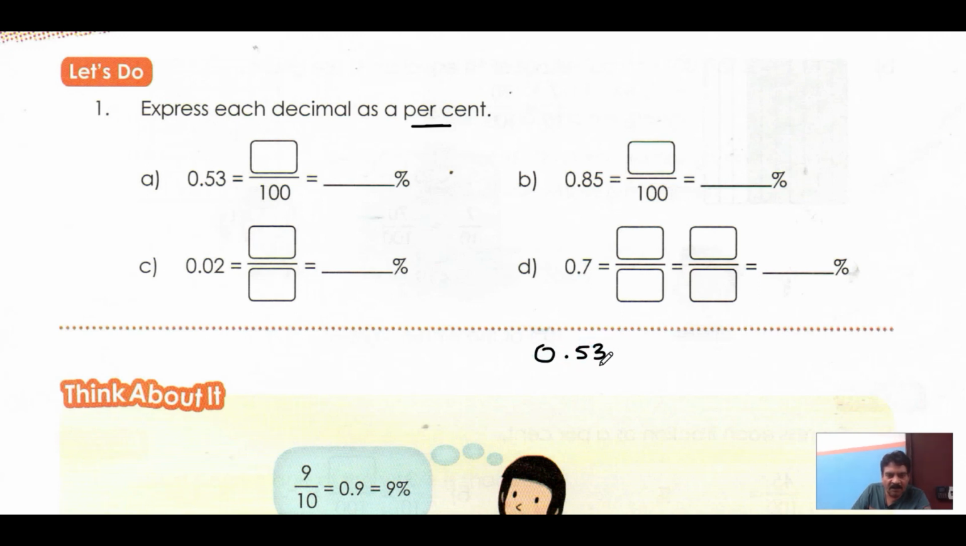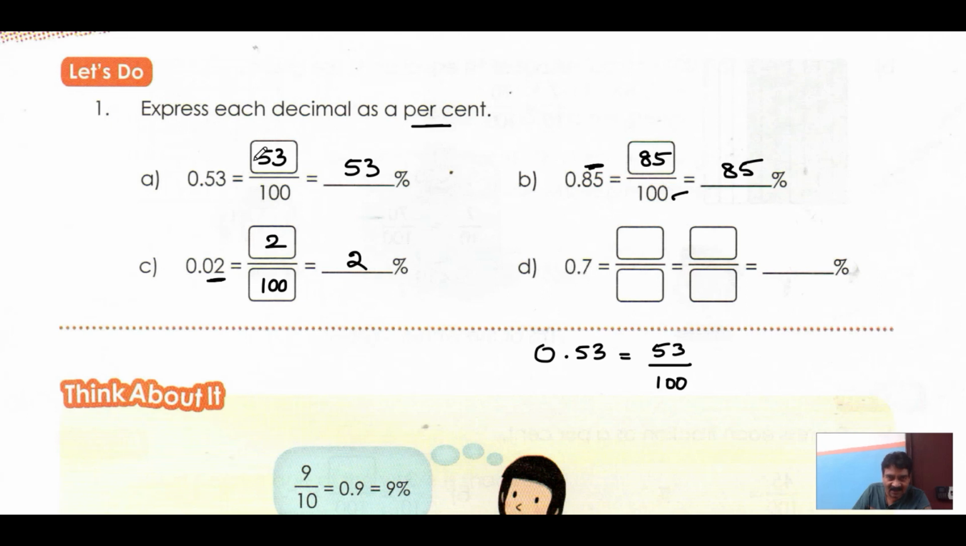0.53. See how many numbers are there before decimal? 2 numbers are there. So it should be divided by 2 zeros, that is 100. Now you call it as 53 by 100. So we'll write down here 53 and it becomes 53%. In the similar way, here 2 numbers, that's why it has taken division by 100. So it should be 85, then it becomes 85%. Now here it is again 2 numbers before decimal, so it should be 2 by 100, it becomes 2%.